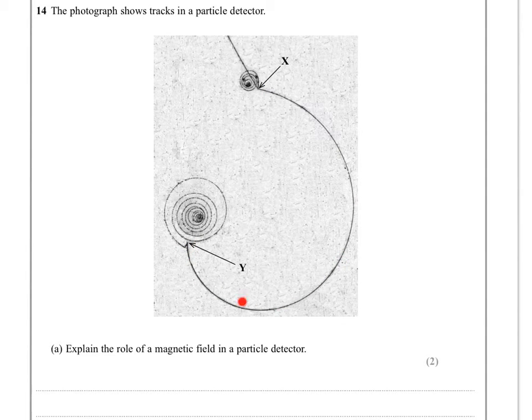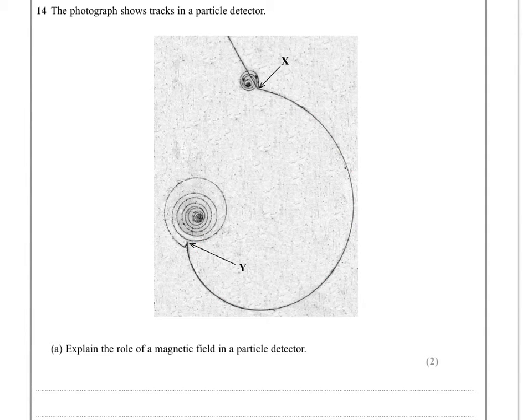We wouldn't expect a particle to be gaining momentum as it traveled through the detector. That would make no sense. It would break the law of conservation of energy for a start. So this particle is losing energy. And that means it must be coming this way.